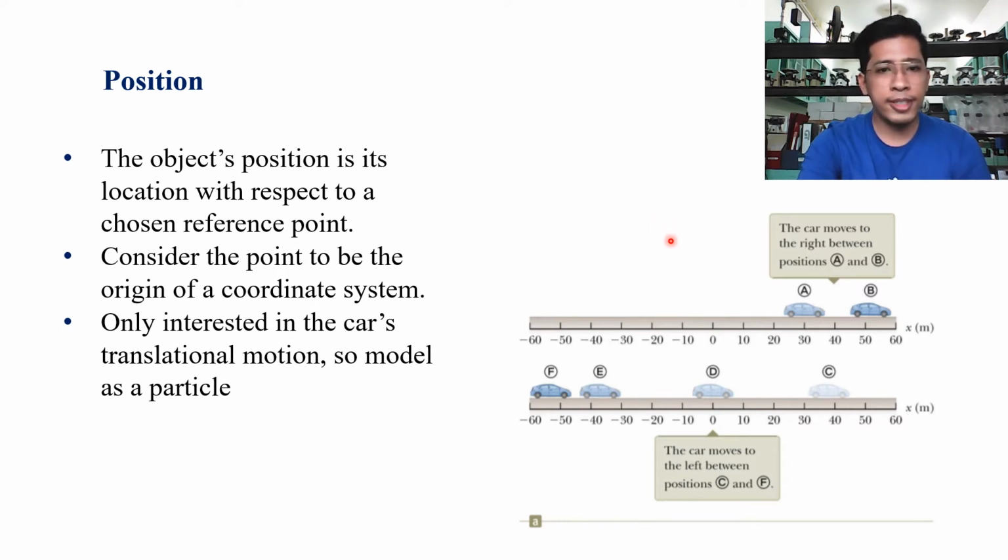So we are only interested in the car's translational motion, so we can actually model the car as a particle. It doesn't make any big difference if you look at this one as a car or as a particle. This is what we referred to earlier as the particle-like model. So in the next examples, every particle or object that we study, we're going to look at as just a particle to make things easier.